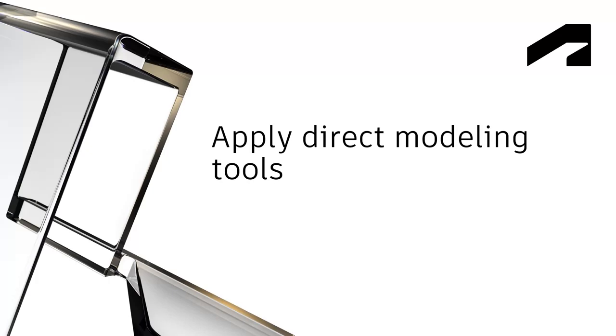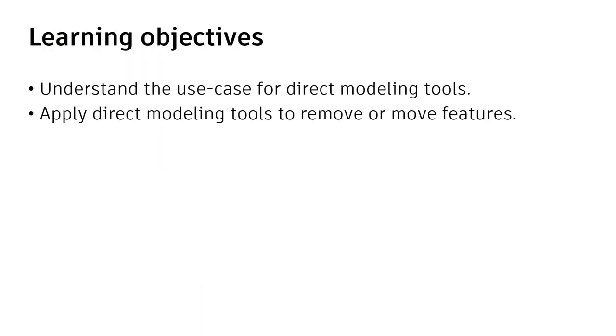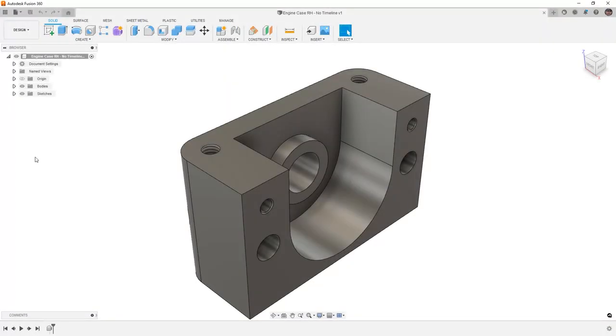Apply direct modeling tools. In this video, we'll understand the use case for direct modeling tools, and we'll apply direct modeling tools to remove or move features. In Fusion 360, let's get started with the dataset engine case RH no timeline.